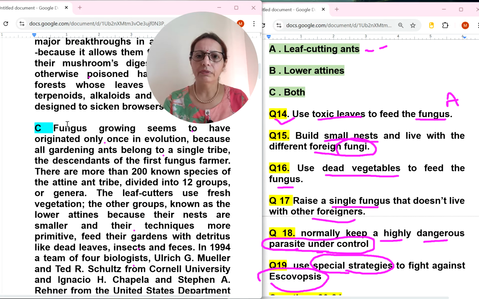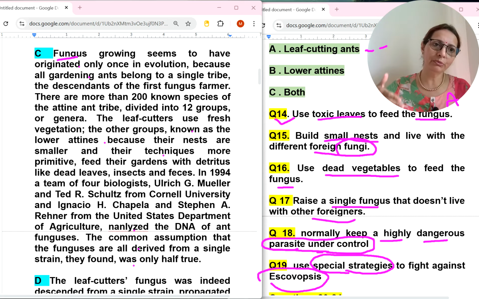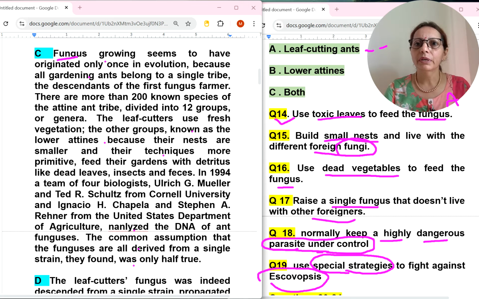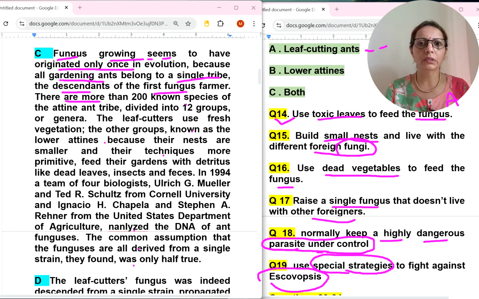C number paragraph. Let's read it. In earlier paragraph they were talking about leaf cutting ants, so maybe they are talking about the same leaf cutting ants. Fungus growing seems to have originated only once in evolution because all gardening ants belong to a single tribe, the descendants of the first fungus farmer. There are more than 200 known species of attini ant tribe divided into 12 groups or genera.